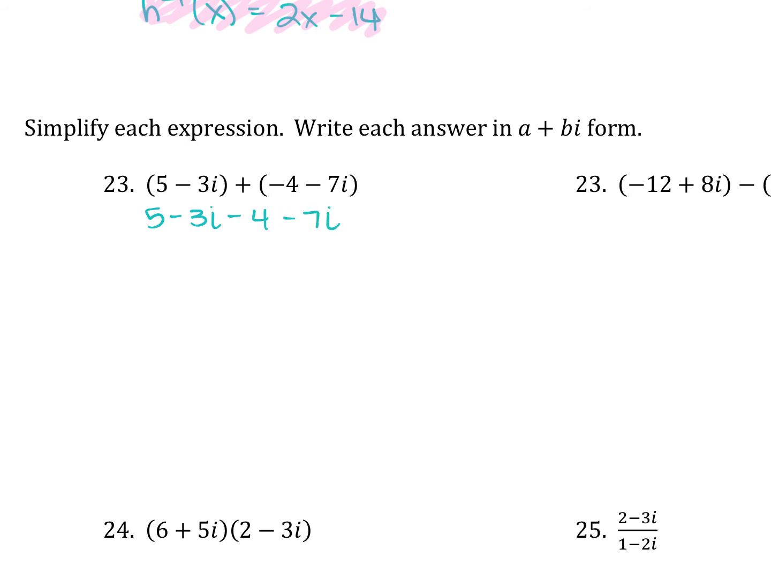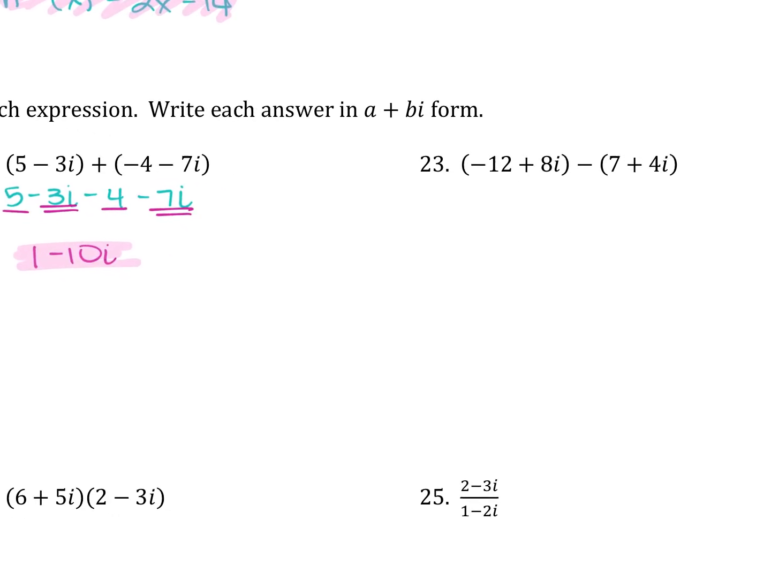Your like terms here, if we're going in the form of a plus bi, you would combine those constants first. So 5 minus 4 is 1, and then the negative 3i minus 7i is negative 10i. So it's just 1 minus 10i.